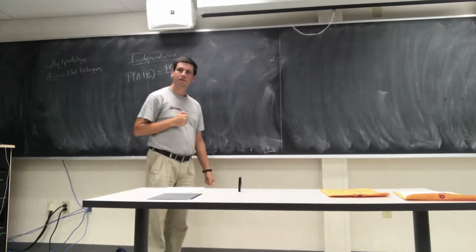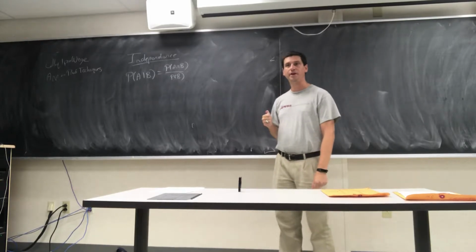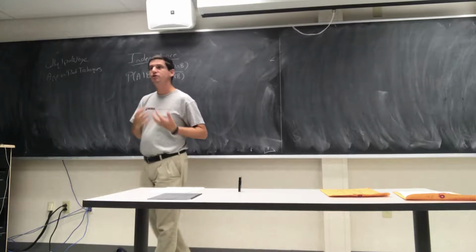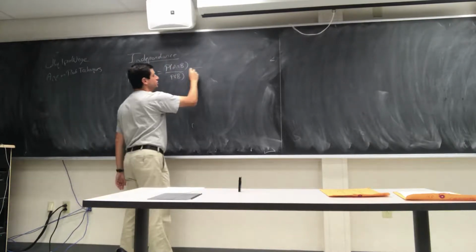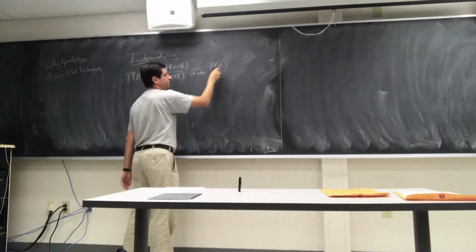It should be the probability of A. What's the probability of A given that B happens? Well, if B gives you no information about A, then this should just be, if independent, the probability of A.